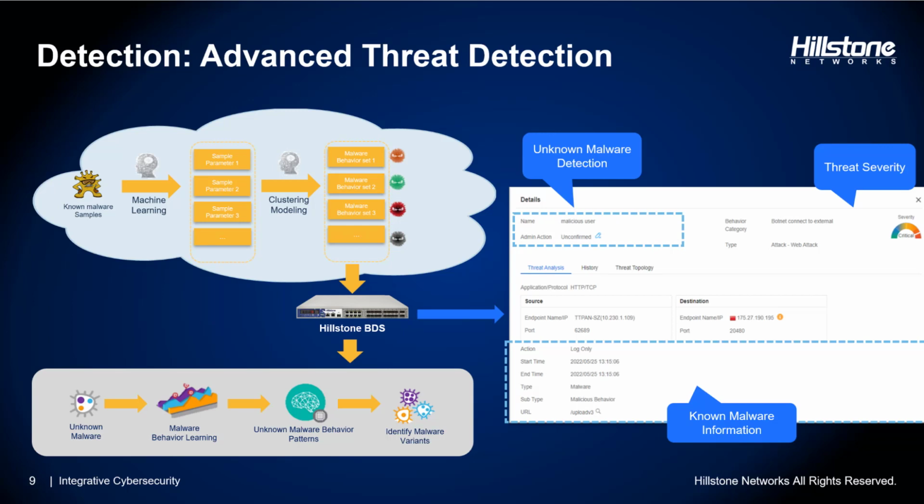It begins with the collection and pre-processing of data from various sources, including network logs, endpoint telemetry, and security events. And next, machine learning algorithms are applied to this data to identify suspicious patterns and behaviors. Clustering models then group these patterns into distinct clusters, helping security analysts to prioritize and investigate potential threats more effectively.